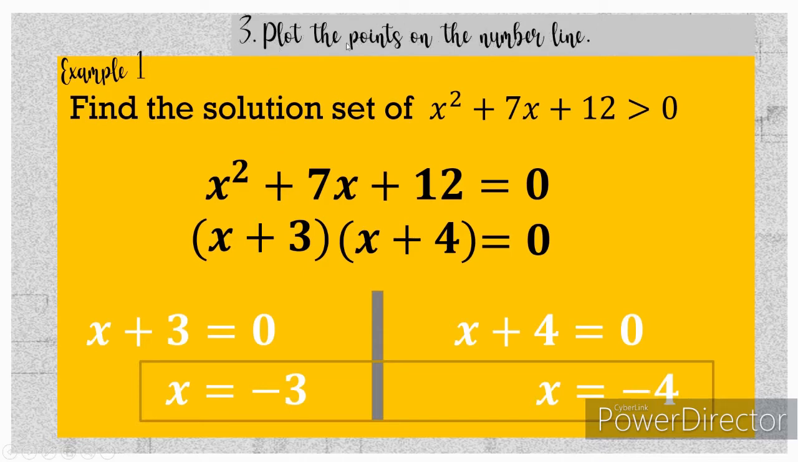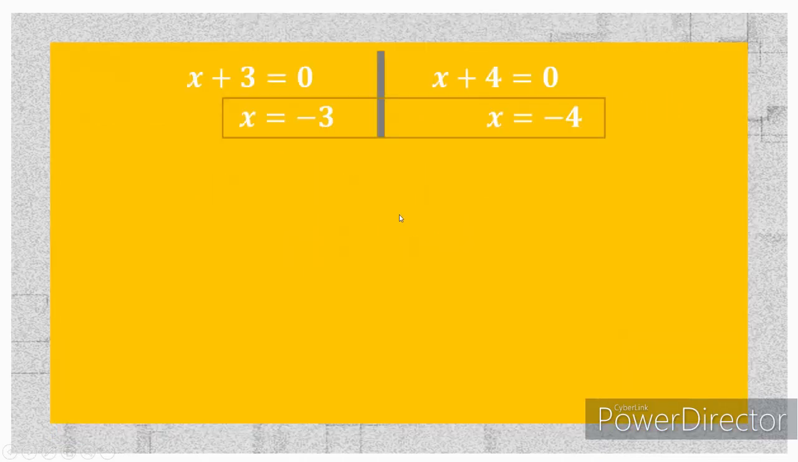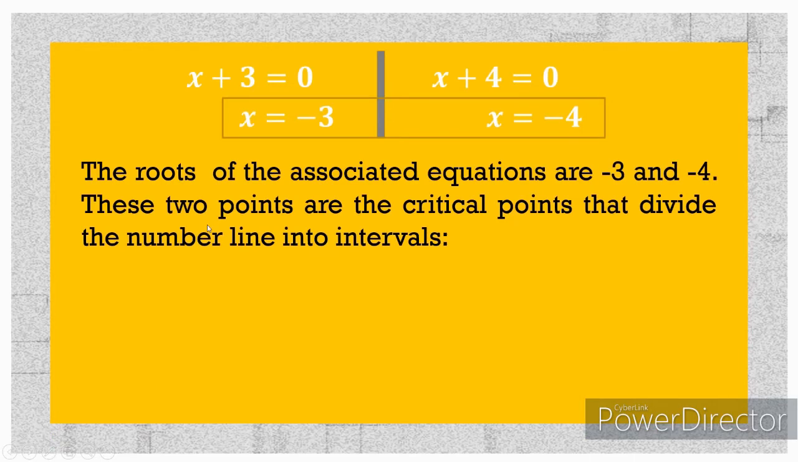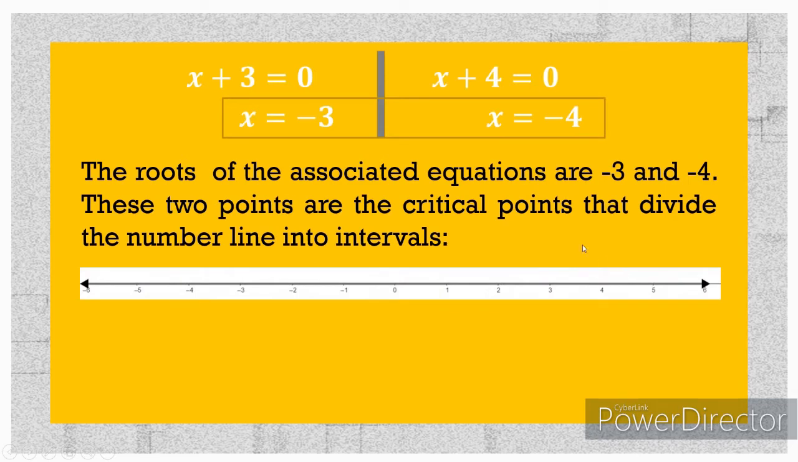Next step is to plot the points on the number line. The roots of the associated equation are negative 3 and negative 4. These two points are the critical points that divide the number line into intervals. So we have here the number line. Let's plot negative 3 and negative 4.